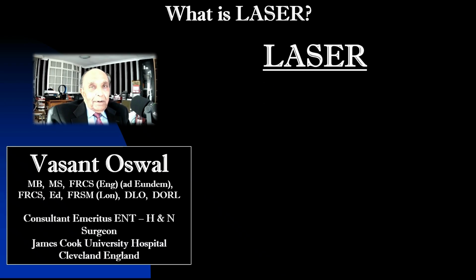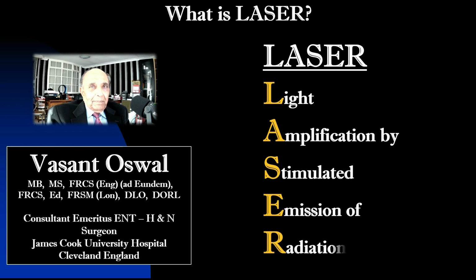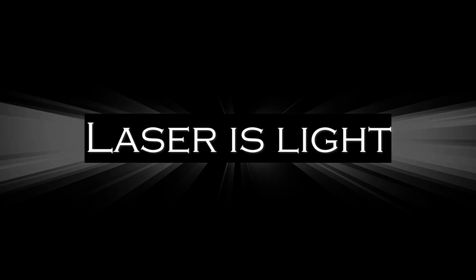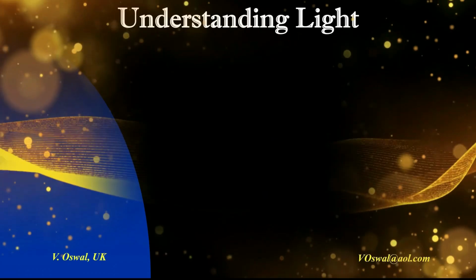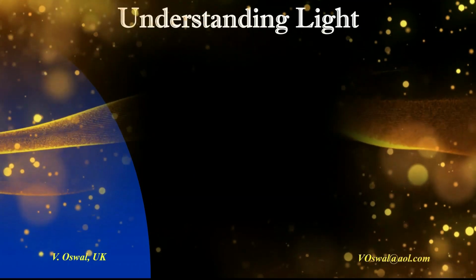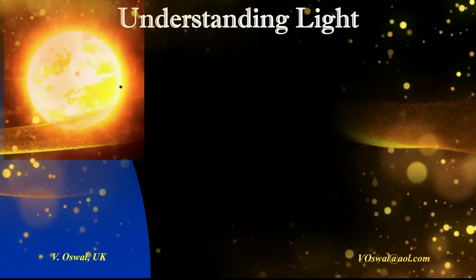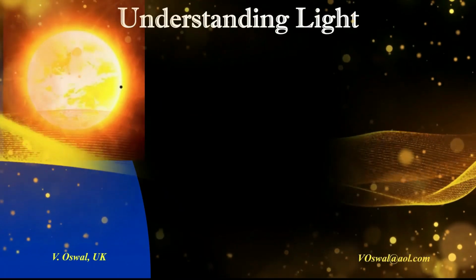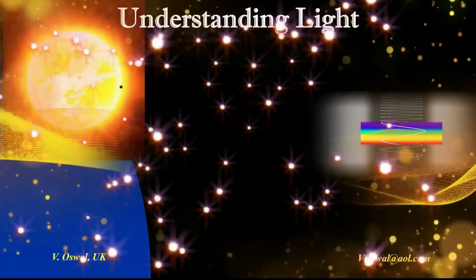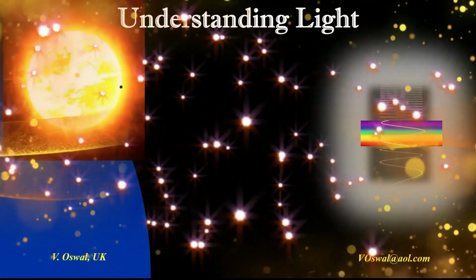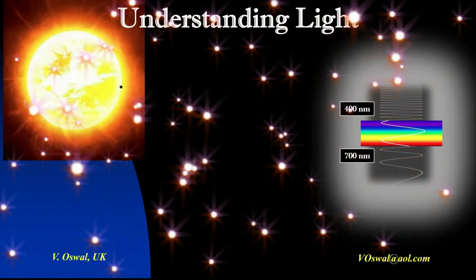Laser stands for light amplification by stimulated emission of radiation. Laser is therefore light. It is, of course, a concentrated form of light, but is still light. Since a laser is a form of light, let's first define light as we understand it. The sun emits electromagnetic radiation across the entire spectrum, but human eyes are sensitive only to wavelengths between 400 and 700 nanometers, and we call them as visible spectrum.